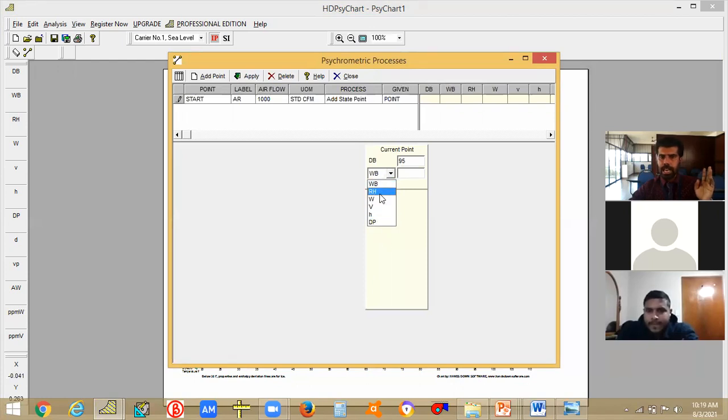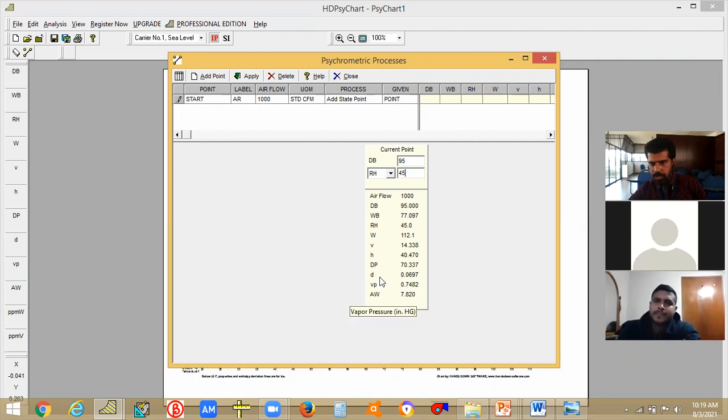So for example, I am opting for RH. I am giving an RH of 50%. See, when I give 50, I got all the other values. If I give 45, all these values are changed. So I have given this value.